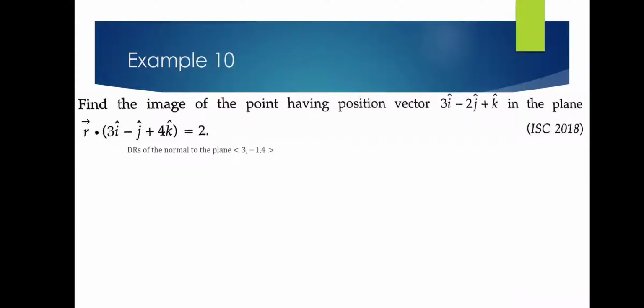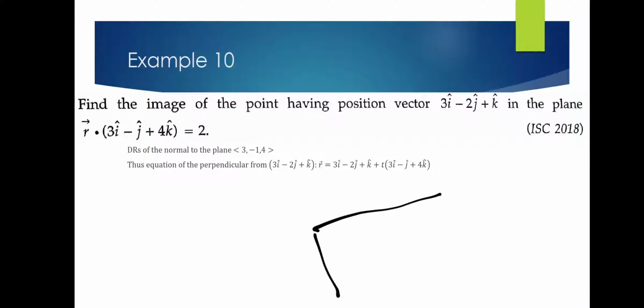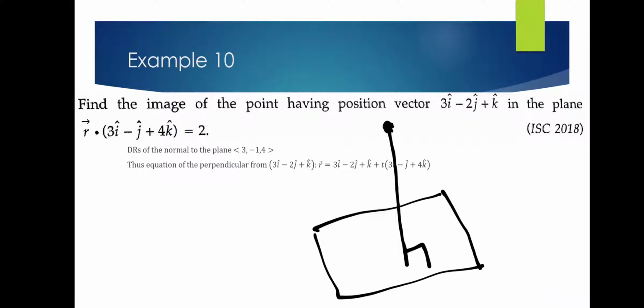So what are the things given? The direction ratio of the normal, which I know, and then I need to find the equation of the perpendicular line. Let me just draw it and show it to you. What is the situation given? Let us consider that this is a plane and there is a point somewhere here. Now say this is the perpendicular, and I need to find this point. So this is your foot of the perpendicular.